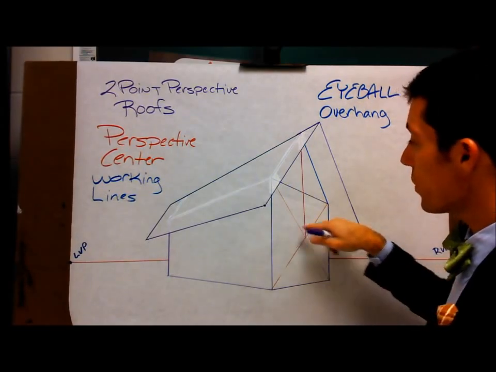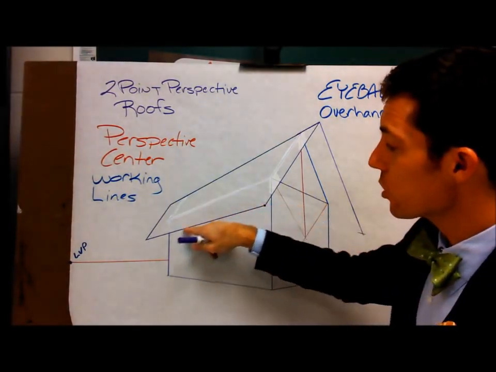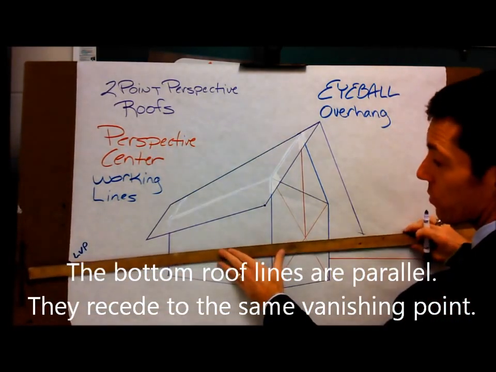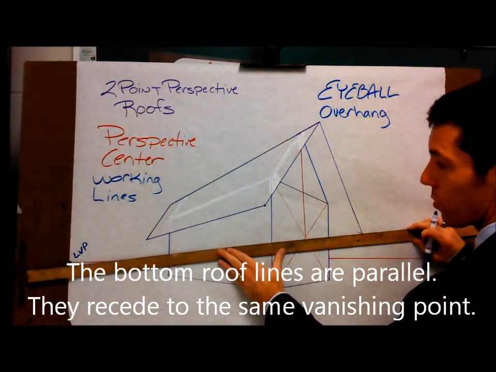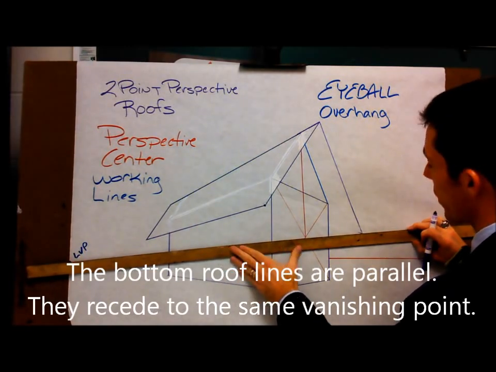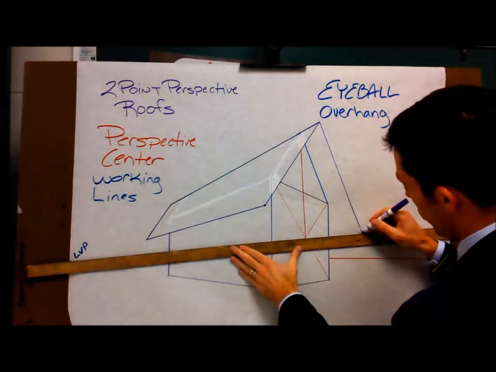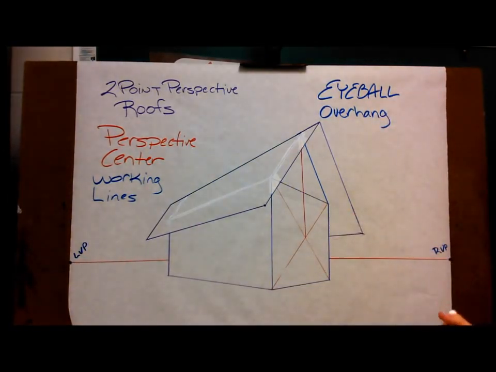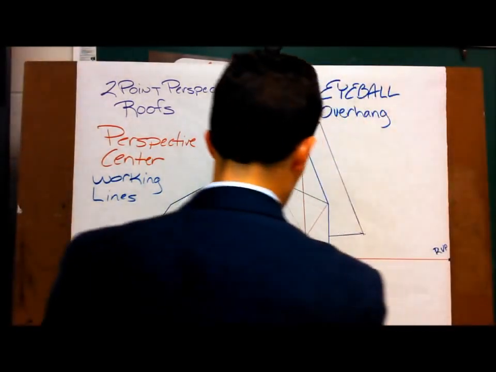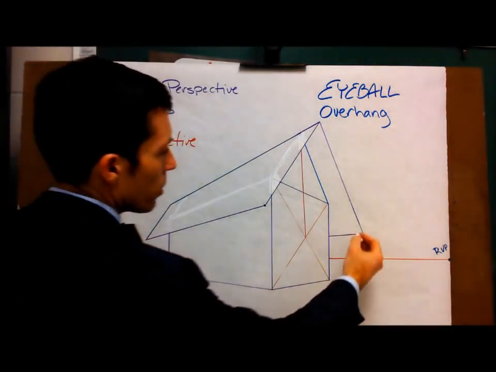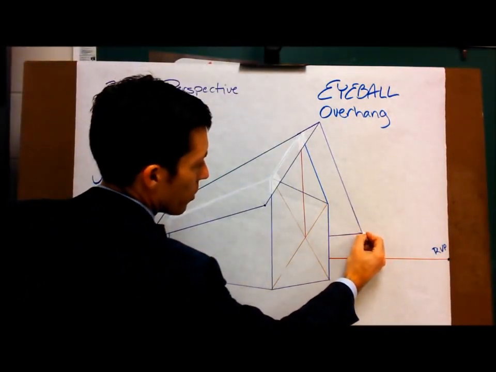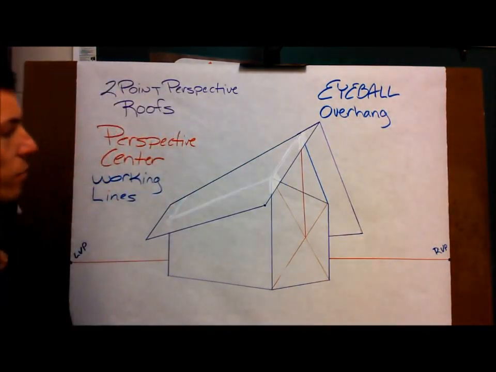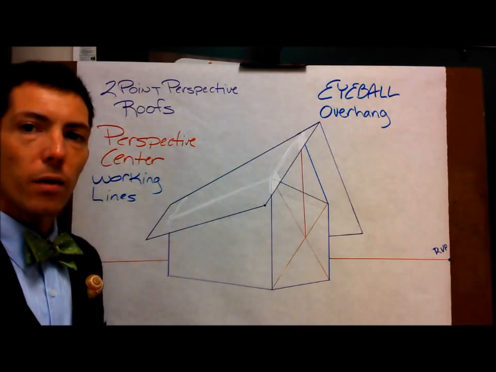This side of the roof is going to go to the same vanishing point that this side of the roof did, but it's going to end at the edge of the building. So from there to my left vanishing point, draw that in, and end at the side of my house, or barn, or coffee shop, or whatever you want it to be. And that is how you do a roof.